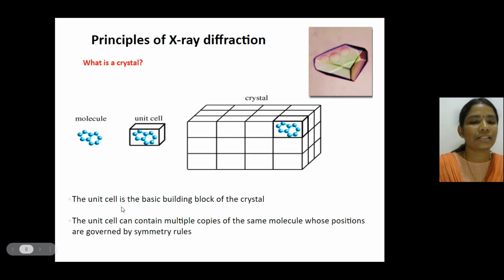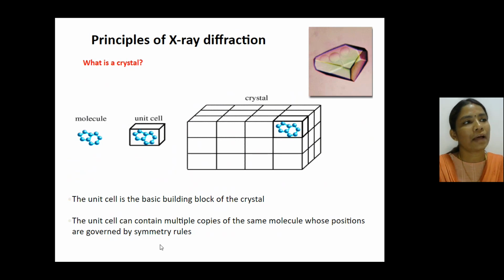The unit cell is the basic building block of the crystal. The unit cell can contain multiple copies of the same molecule whose positions are governed by symmetry rules. The molecules are packed in a properly arranged manner, which gives you a crystal. It's not that when you purify the protein, you will get just a single structure, a single monomer. It's not like that. Many monomers will form the crystal.